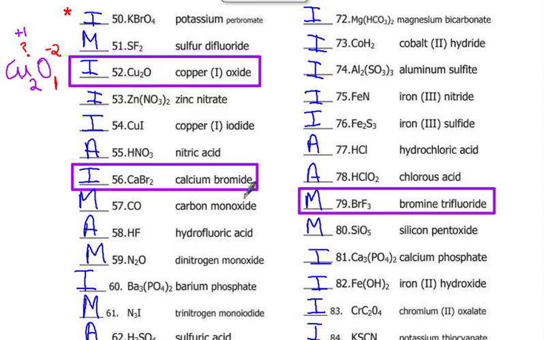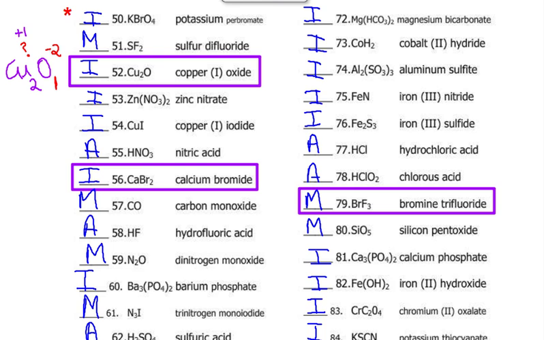We do see, look at that, that bromine is changing its ending. Those nonmetals often become ides, especially in ionic compounds and molecules. The bromine becomes bromide, oxygen, oxide, that sort of thing. So that covers our ionic compounds. We're using the names of the metals. We're changing nonmetals to ide.